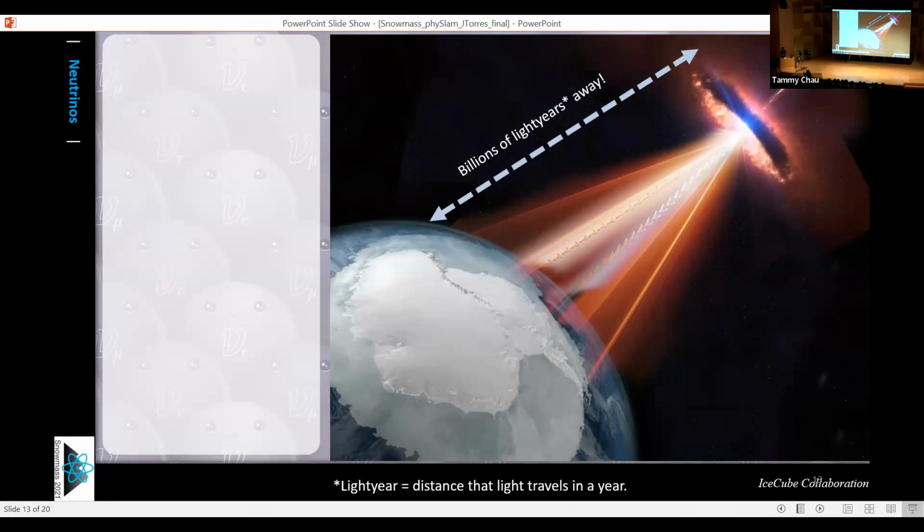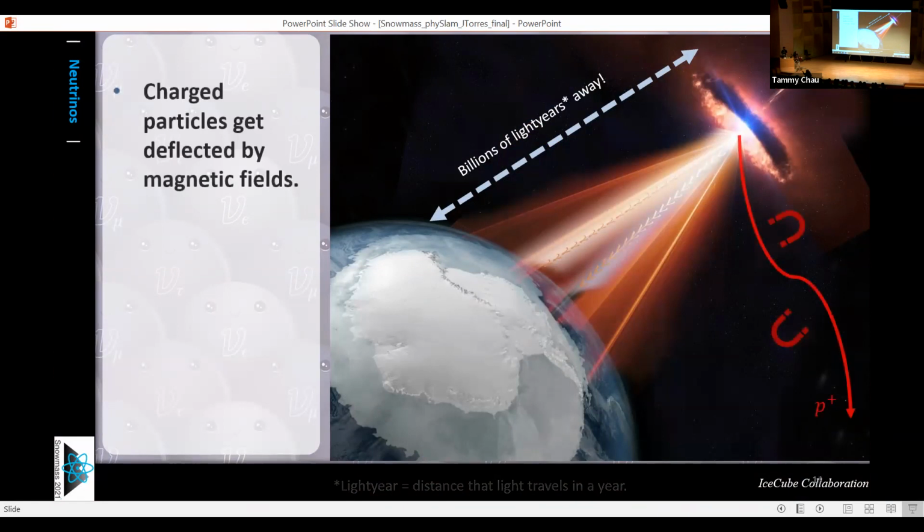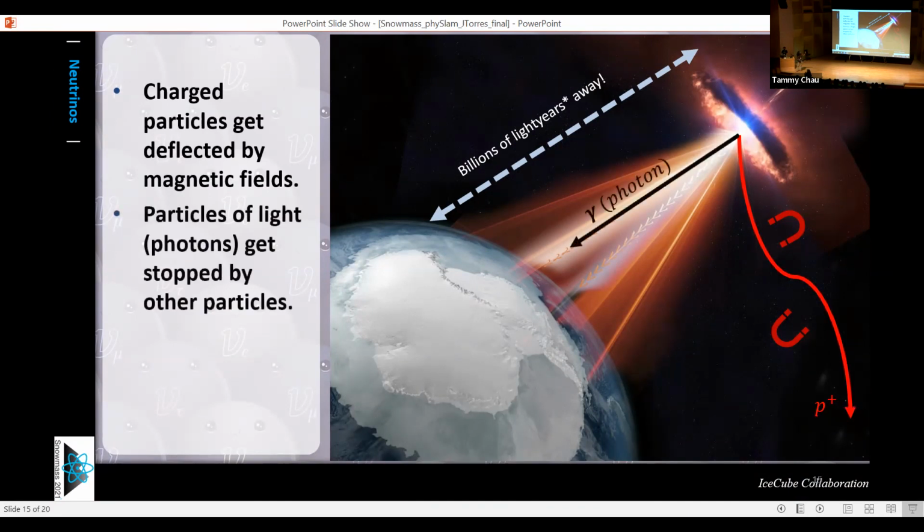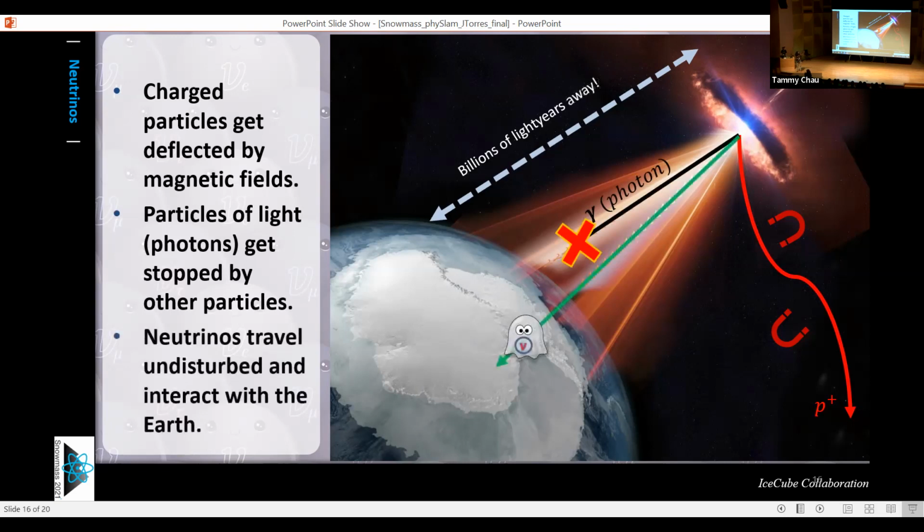These astrophysical objects will emit particles. One of them will be protons, which are charged. They will get deflected by magnetic fields. They will not reach the Earth. Then you have photons. Photons will interact because they are highly interacting particles and disappear and not reach the Earth. And then you have neutrinos. Neutrinos will go through and they might interact with the Earth. And that's why we need really big detectors.